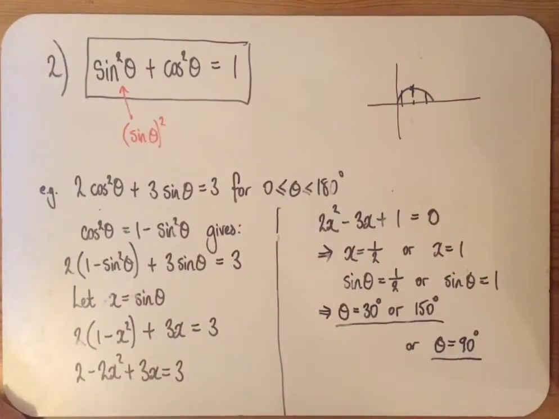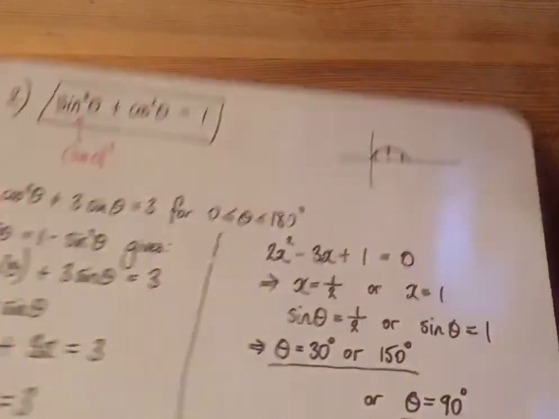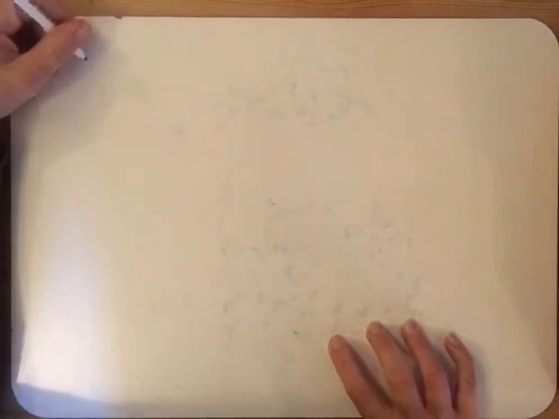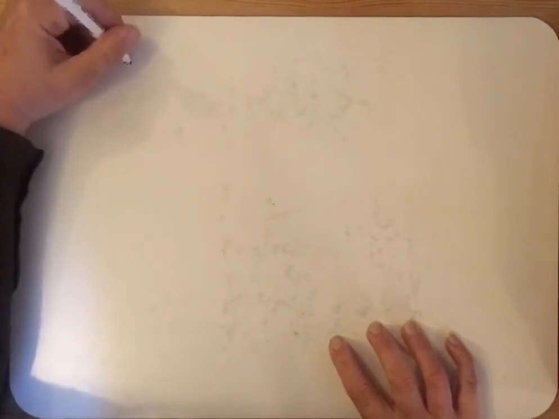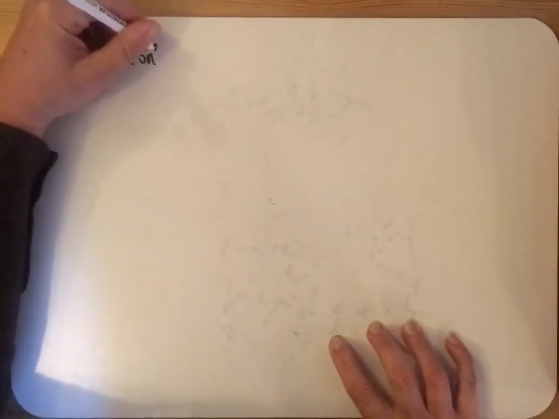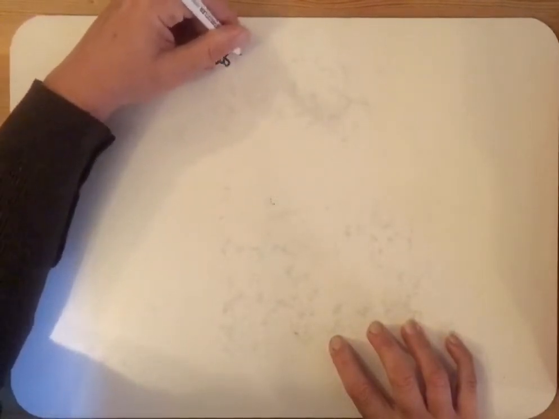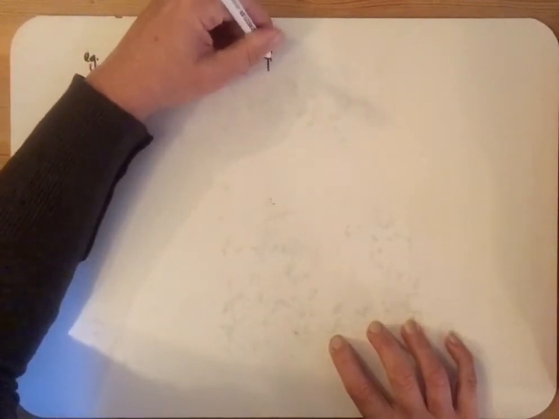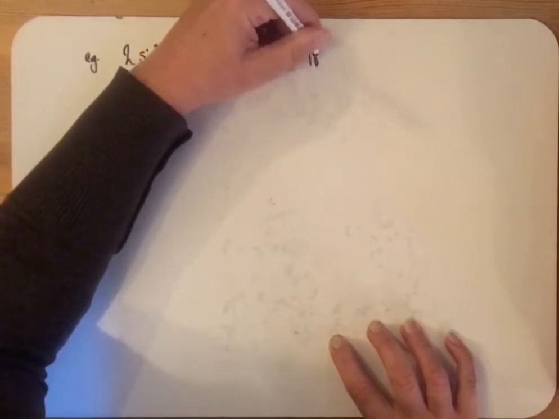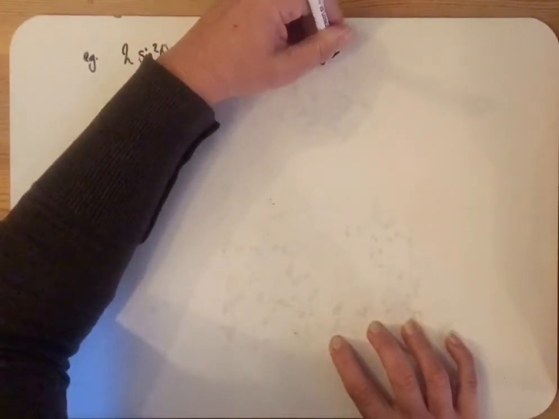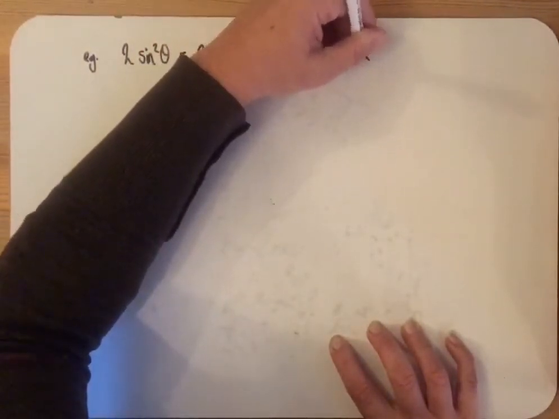to that equation. I'll do one more. I don't know if you need it, but I'll do one more just to make it clear. So let's check that's in the right place. So e.g. 2 sine squared theta equals 3 cos theta, and this time we'll go between minus 180 and 180 just to mix it up a little bit.